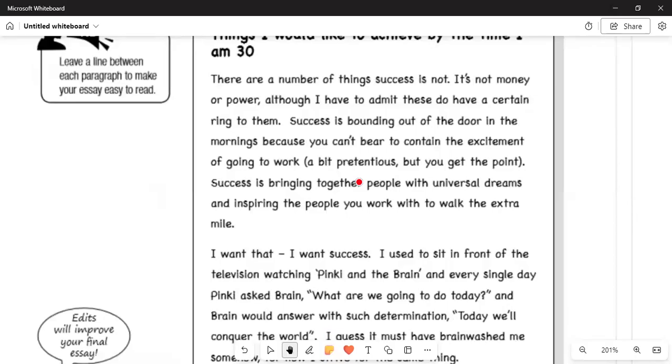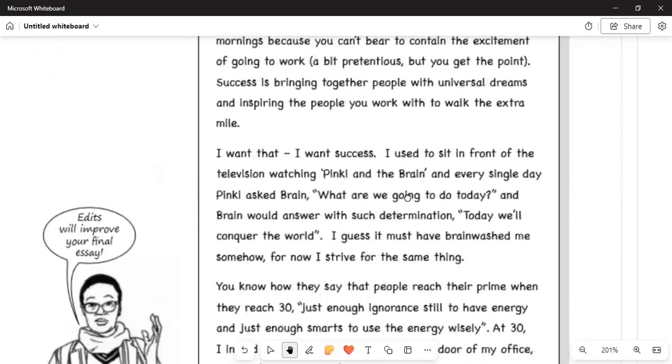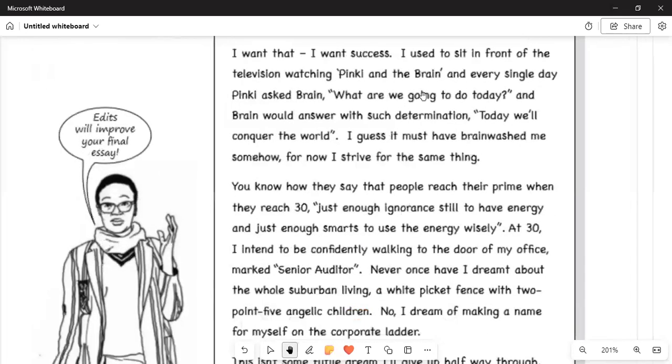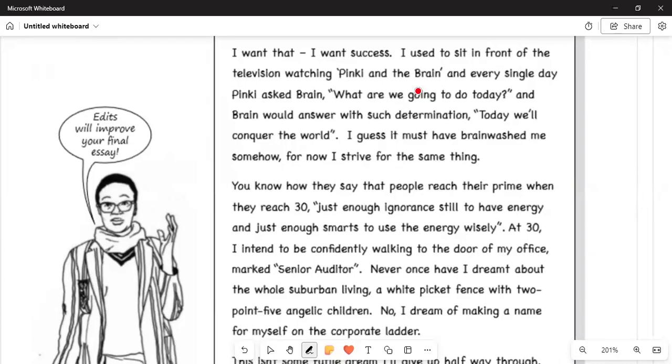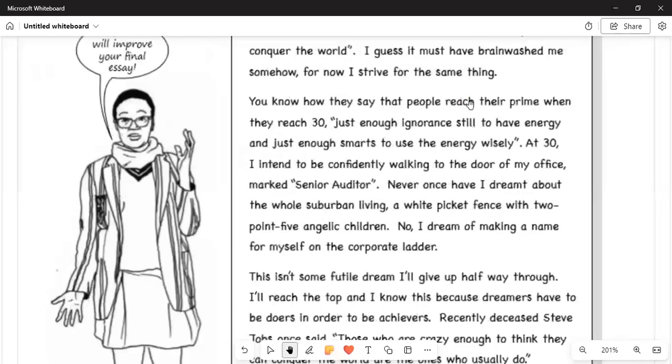So they are telling us here, based on the aspect of success, you need to bring people together with the same goals, the same drive, the same personality, the same methodology in terms of the dream. So, paragraph number 2, I want that. I want success. I used to sit in front of the television watching Pinky and the Brain. What are we going to do today? And Brain would answer with such determination: today we will conquer the world. That somehow brainwashed me. For now, I strive for the same thing. So it's giving us, in terms of reflecting, what he wanted to achieve.